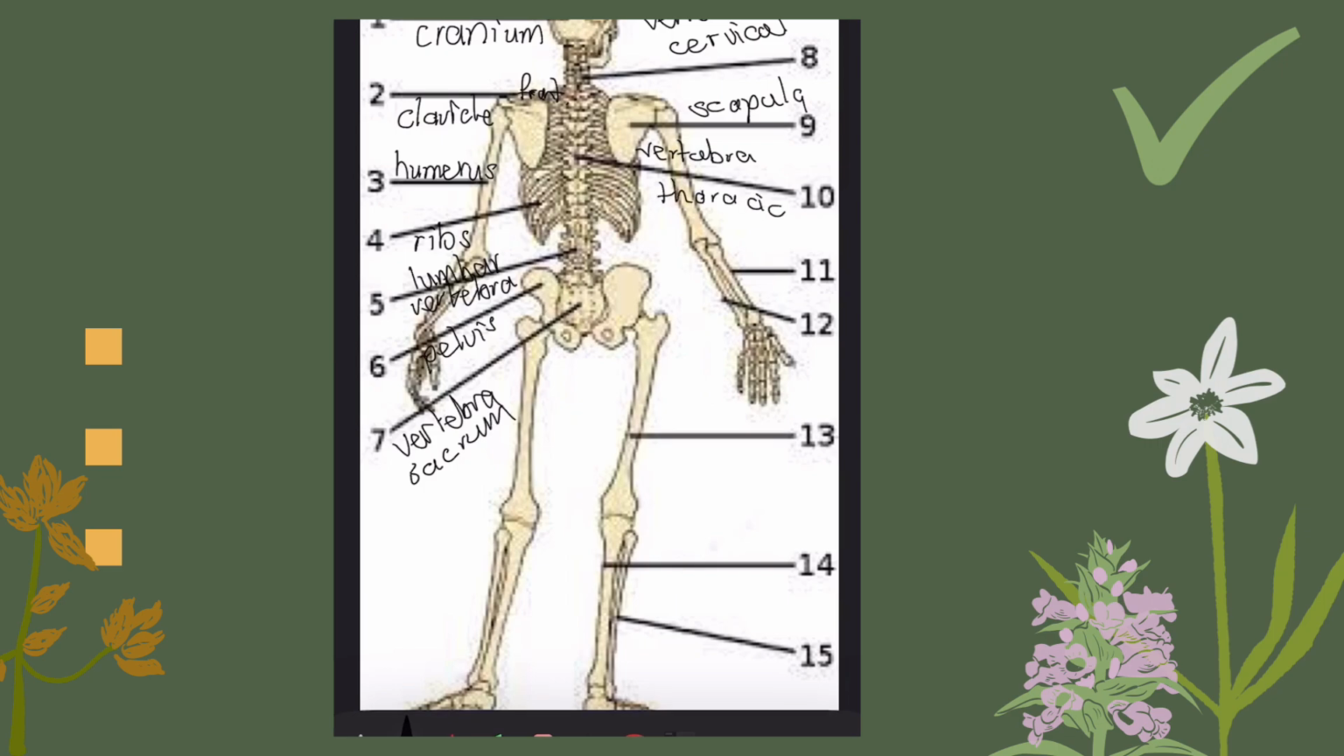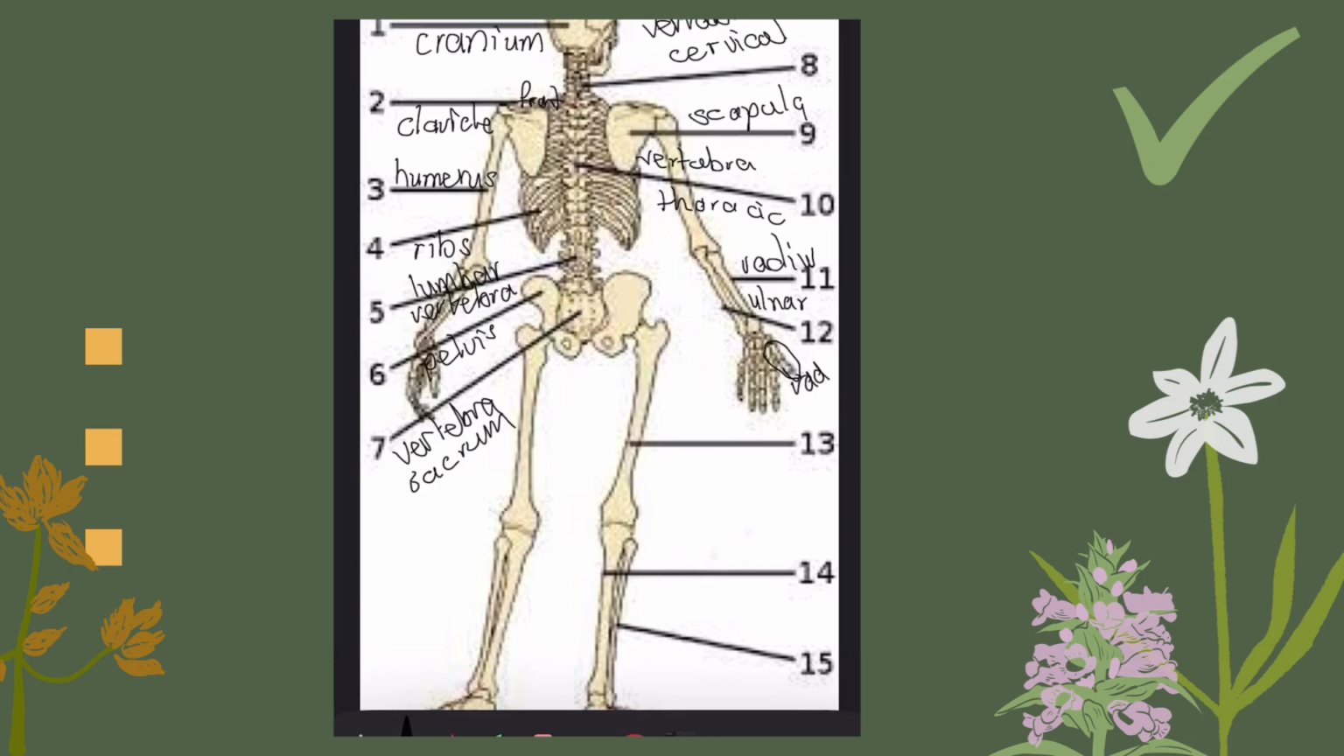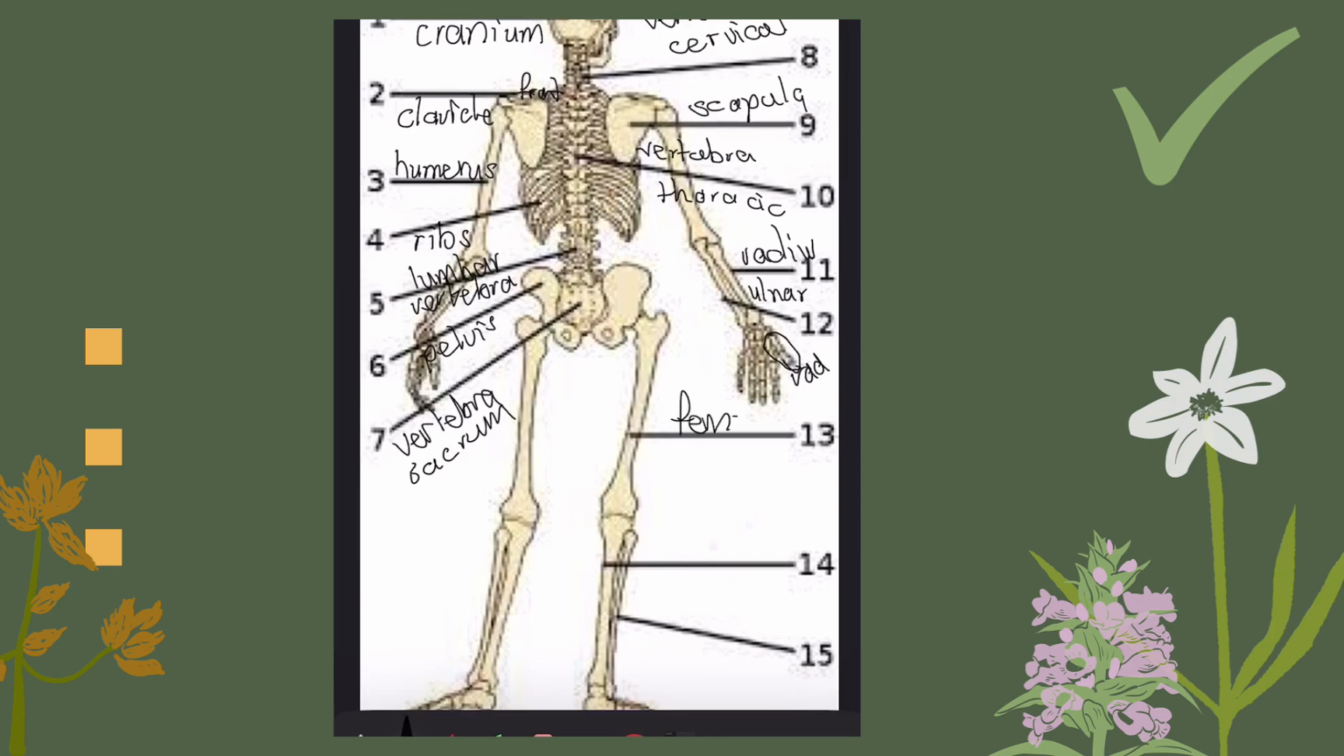Number 11, as we can see, two bones. Here's the thumb, so this is the rad. So number 11 would be the radius, and number 12 would be the ulna. Number 13 would be the femur. Number 14 would be the thick one, which is the tibia. And number 15 would be the other one, which would be the fibula.